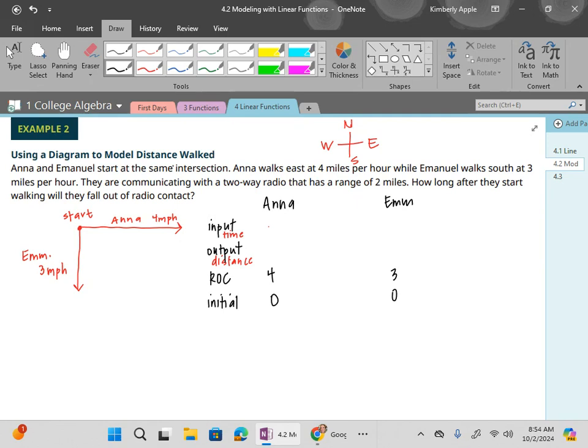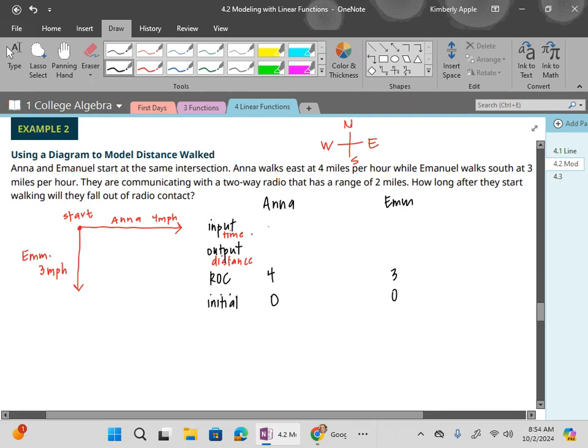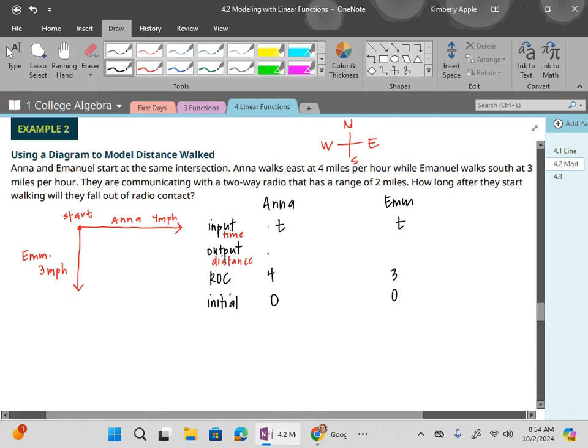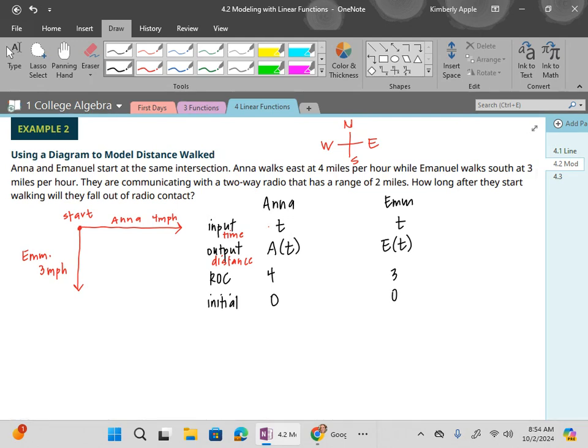All righty, so we're going to define time. Time's going to be the same for both of these guys, right? Does Emmanuel experience time differently than Anna? No, so they're both going to be t. But the distances they've traveled as a result of that time, will those be different? Yeah, they're going different speeds. So let's just call this one A of t, and let's call this one E of t. These are outputs, right? I've chosen A for Anna and E for Emmanuel just to keep myself straight.